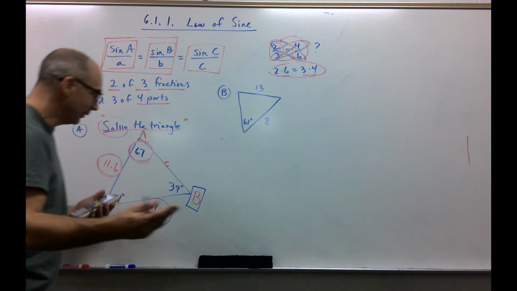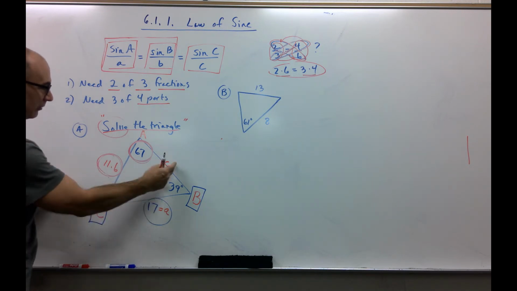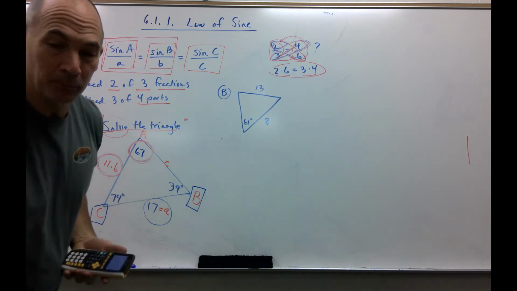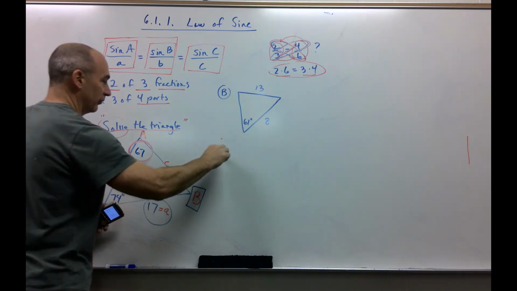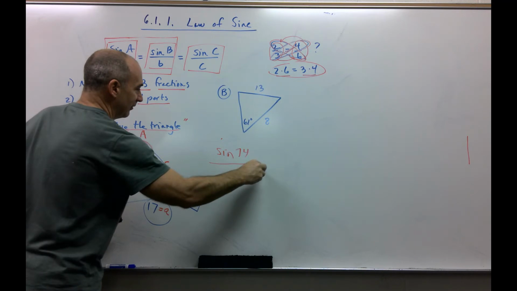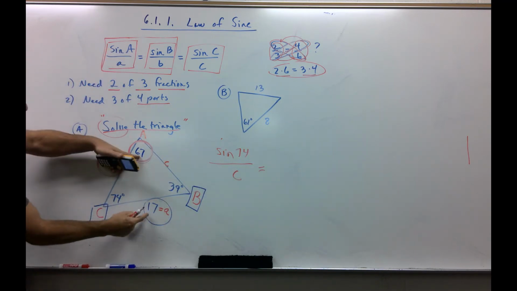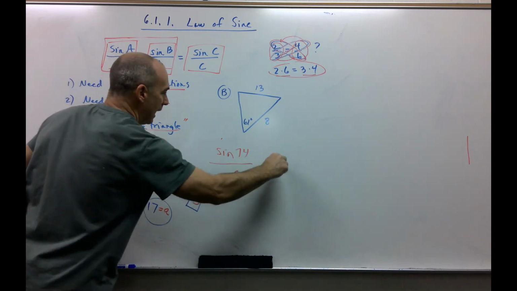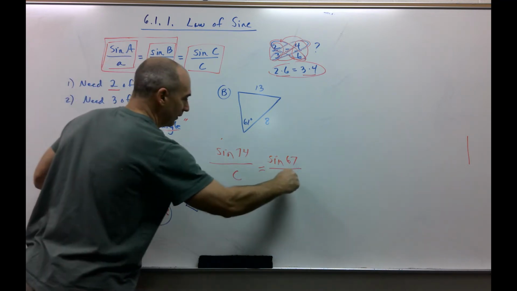And I always ask my students, well, can I go a squared plus b squared equals c squared? No, that only works for 90-degree triangles. So what do we have to do? Well, we have to use this. We're going to go sine of angle C all over side C. We could use angle B and side B, or angle A and side A. Doesn't matter. Let's go with this one. So sine of 67 all over 17.